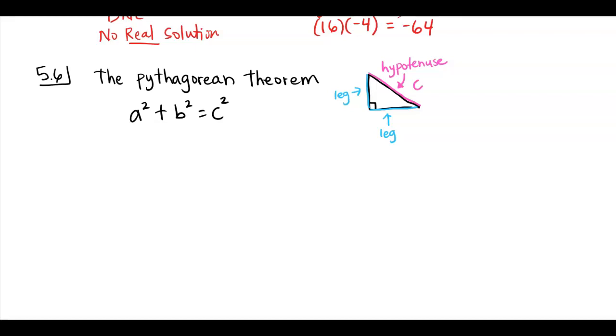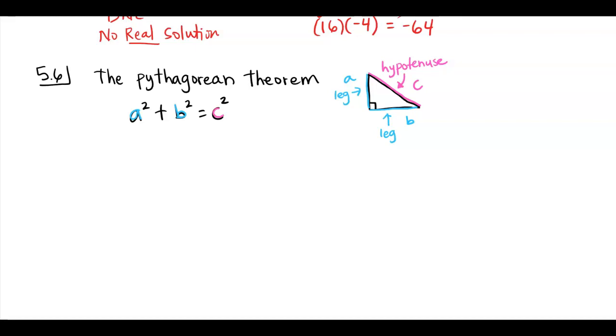And it doesn't matter which one of the legs you call a and which one you call b, but you just need to know that the a and the b are going to be the legs, and then the c is always the hypotenuse. Okay, so I'll try and draw it that way. Hopefully that'll make more sense. Because remember, with addition, it doesn't matter which order you do things in. That's why it doesn't matter which leg you call leg a and which one you call leg b.